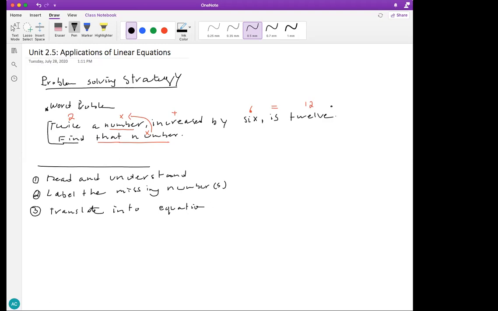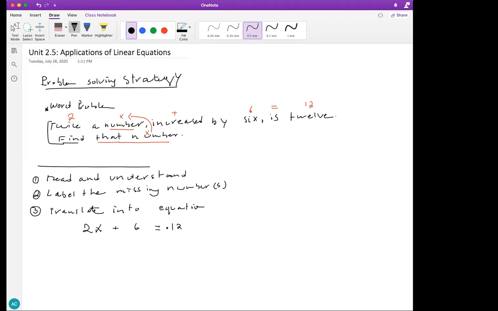Okay, so let's write this in a sentence. Twice a number x, that means 2x, increased, that's a plus, by 6. So increased is plus, the opposite is decrease. So decrease means minus. Equal 12.